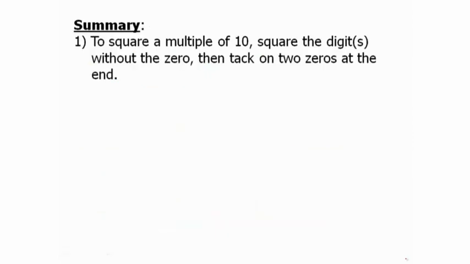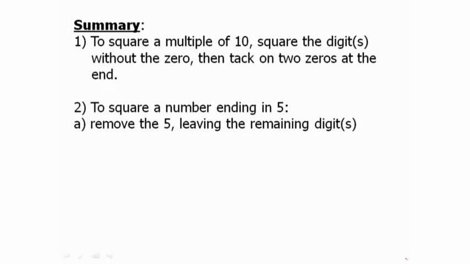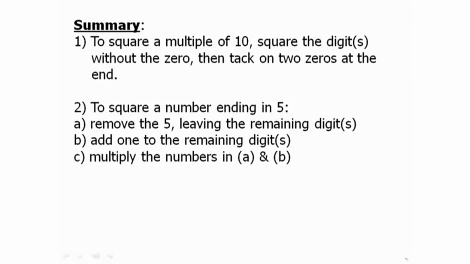So a little bit of intense mental math there, but as you practice, you can get good at doing these calculations. To square a multiple of 10, square the digits without the 0, then tack on 2 zeros at the end. That's the really easy trick. To square a number ending in 5, first we're going to remove the 5, leaving the remaining digits, so that's the multiple of 10 lower than it. Add 1, that's the multiple of 10 higher than it. Multiply those two numbers, and then put that product in front of 25.